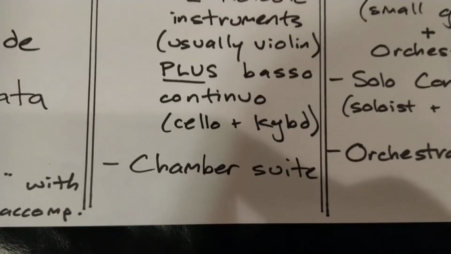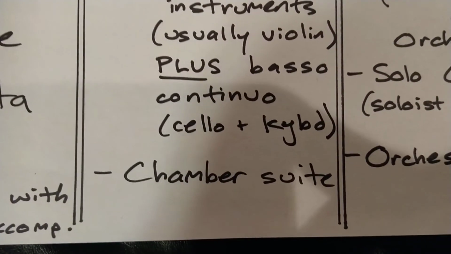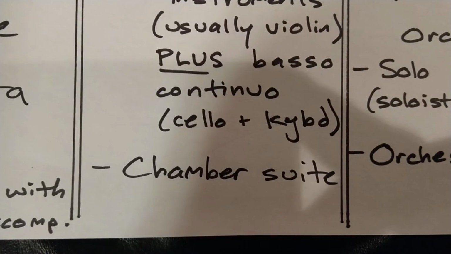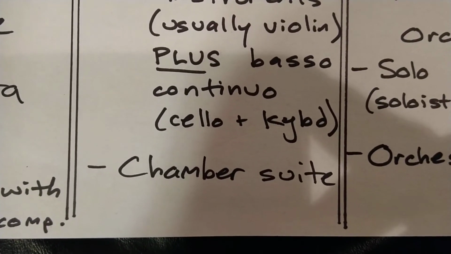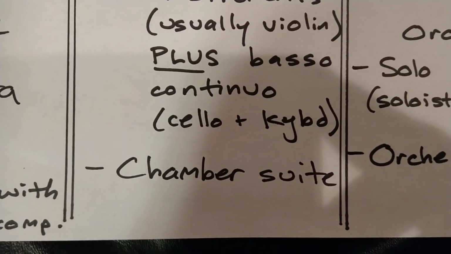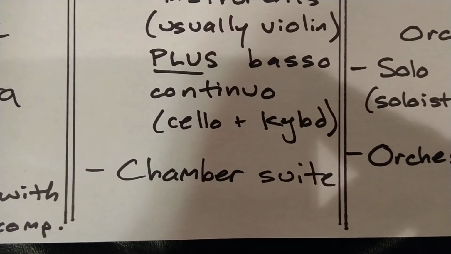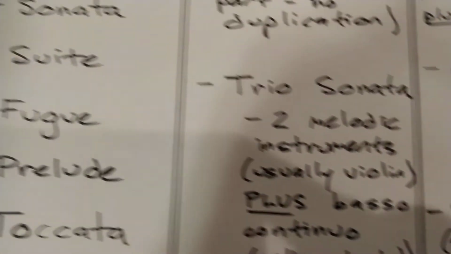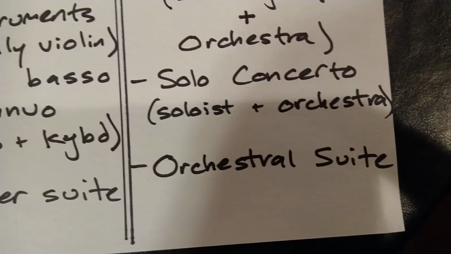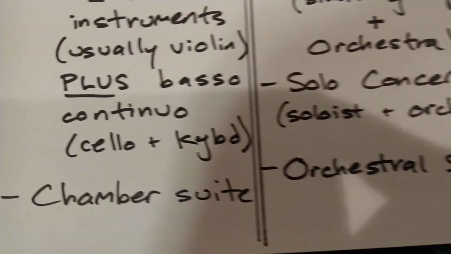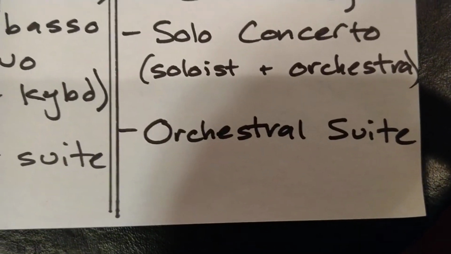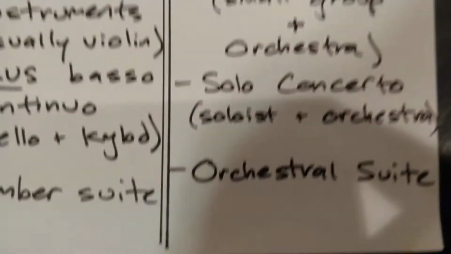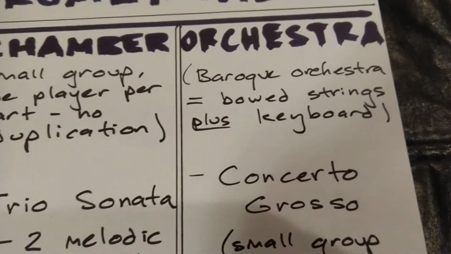All right, so another possibility for chamber music is the chamber suite. So again, a suite is a multi-movement piece consisting of an assortment of different dance-like pieces. And there's really no difference between a chamber suite and a solo suite or an orchestral suite. The only difference is that the suite is being played by a solo instrument or by a small group or by an entire orchestra, right? That's the only difference. Okay, then we have orchestral music, music for a large group.